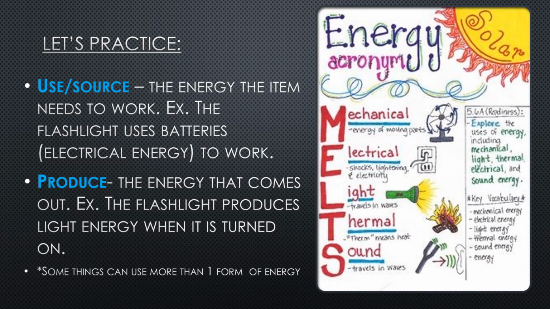Now let's practice. I will use the following terminology for our practice. When I say the word use, that is the source of energy, the energy the item needs to work. For example, the flashlight uses batteries or electrical energy to work. The other word will be produce. Produce is the energy that comes out. For example, the flashlight produces or makes light energy when it's turned on.